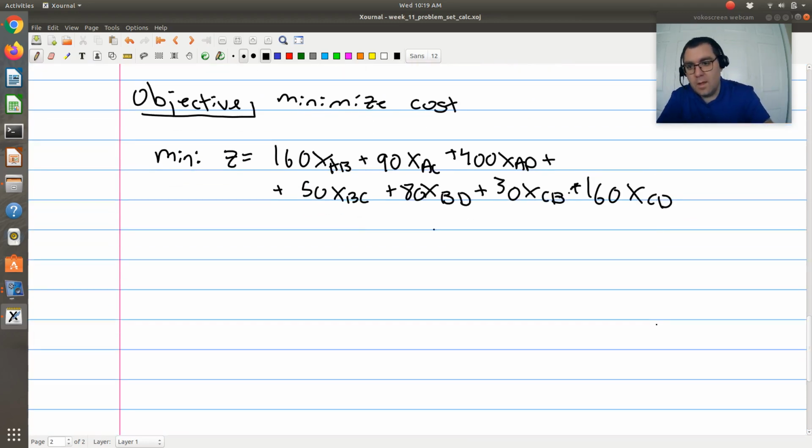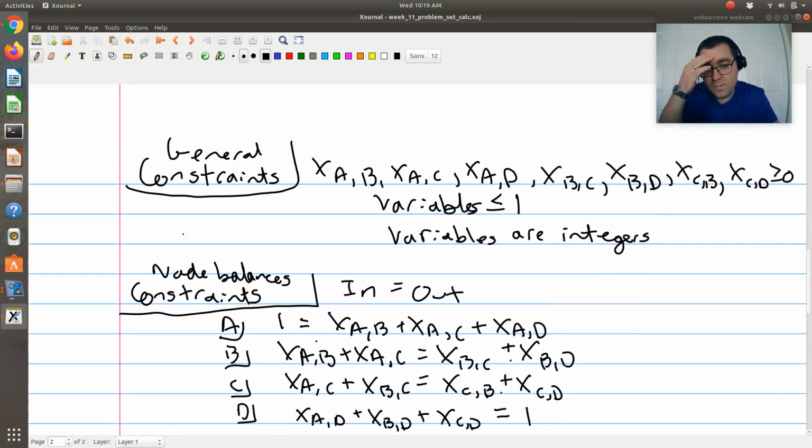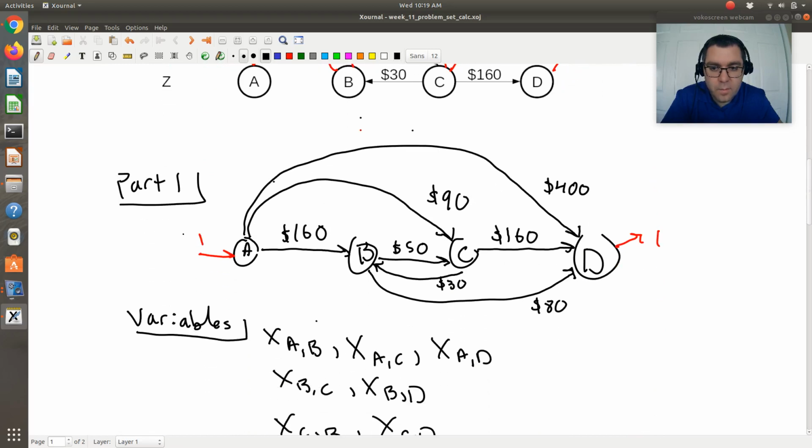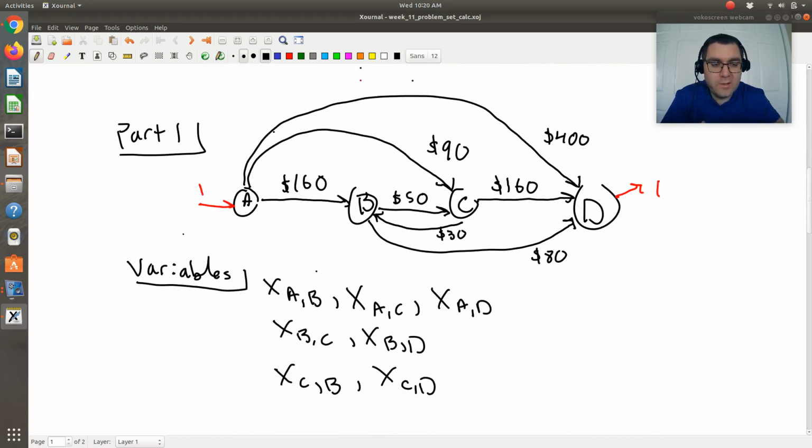Okay, so this would be part one. Okay, now I'm going to jump to part three, just because part three continues off of this. And in part three, we're asked, what if we could only tolerate at most one transfer? Put differently, add a constraint that the number of routes taken is at most 2. So we want to add a constraint so that we only take at most 2 routes. All right, so we haven't solved part 1 yet, but maybe the cheapest flights are found by taking 3 different flights, right? By taking 3 routes.